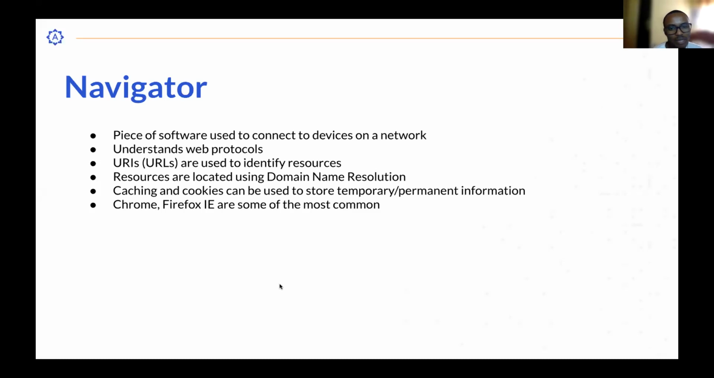Caching and cookies can be used to store temporary and permanent information. Remember, I was talking about how to bake a cookie as part of our goals. These are ways that we can store permanent or temporary information in the browser so that you can have a good experience when visiting the same website over and over again.